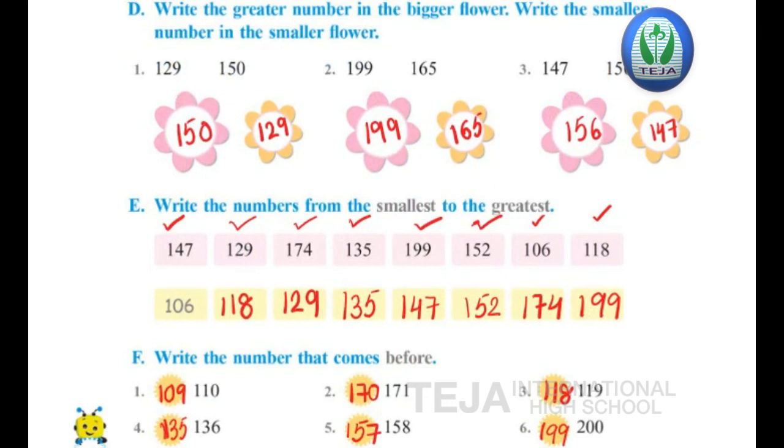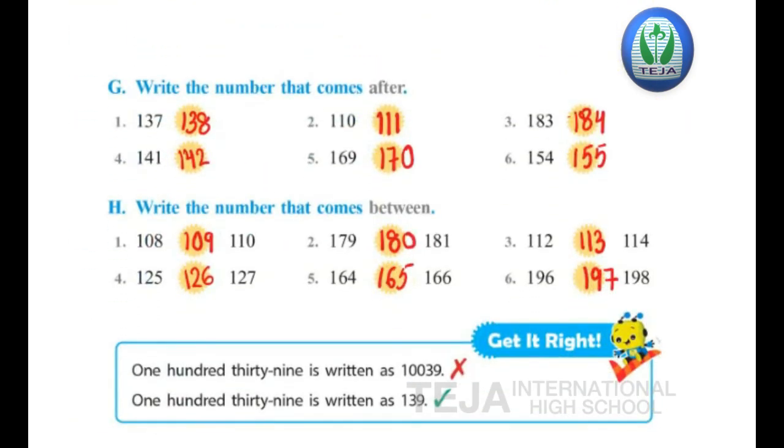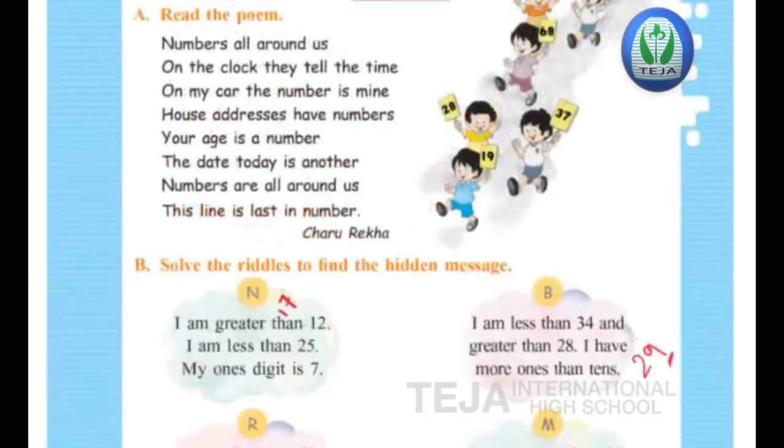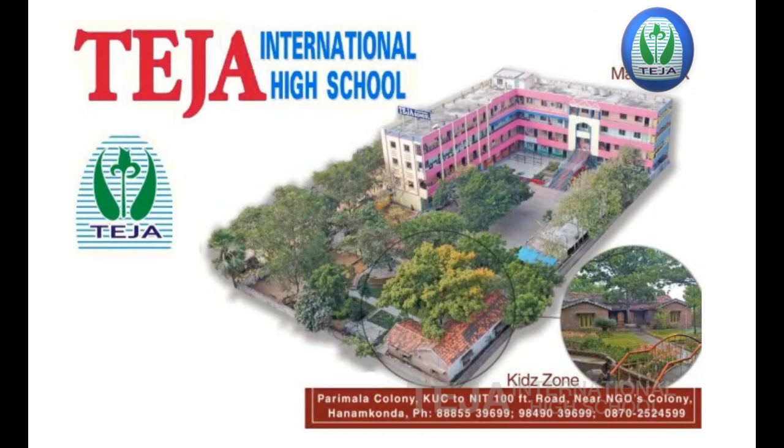Bit E, write the numbers from the smallest to the greatest. Bit F, write the numbers that come before. Next bit, bit G, write the numbers that come after, and bit H, write the numbers that come between. So today what you have to do is learn and write exercise 1 in your notebook. Okay, children, learn and write exercise 1 in your notebook.